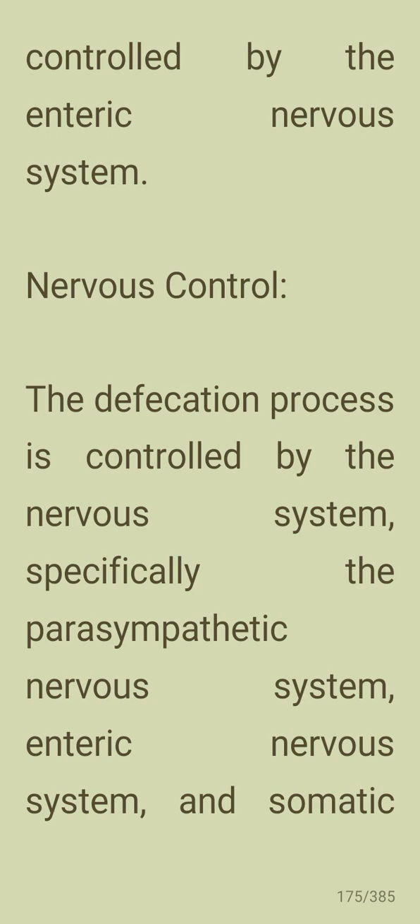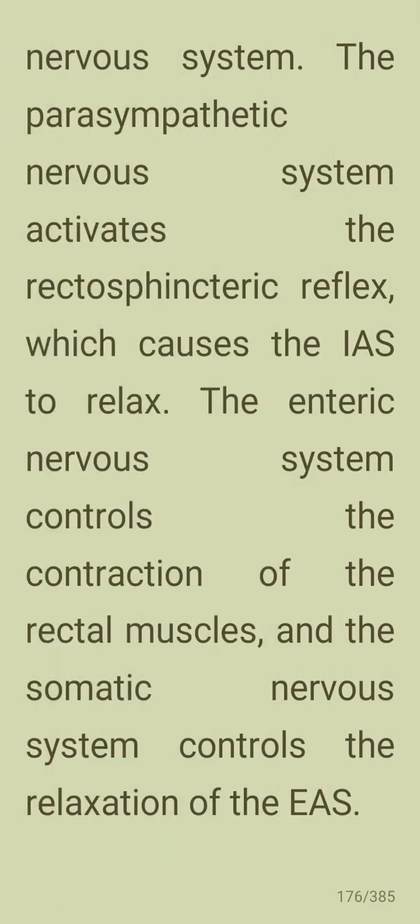The nerve control. The defecation process is controlled by the nerve system, specifically the parasympathetic nerve system, enteric nerve system, and somatic nerve system. The parasympathetic nerve system activates the rectosphincteric reflex, which causes the IAS to relax. The enteric nerve system controls the contraction of rectal muscles, and the somatic nerve system controls the relaxation of the EAS.